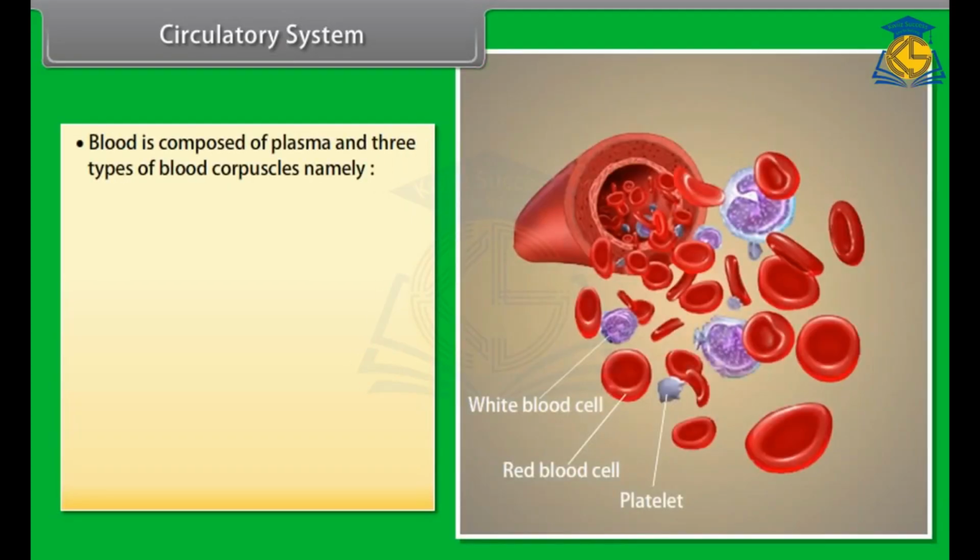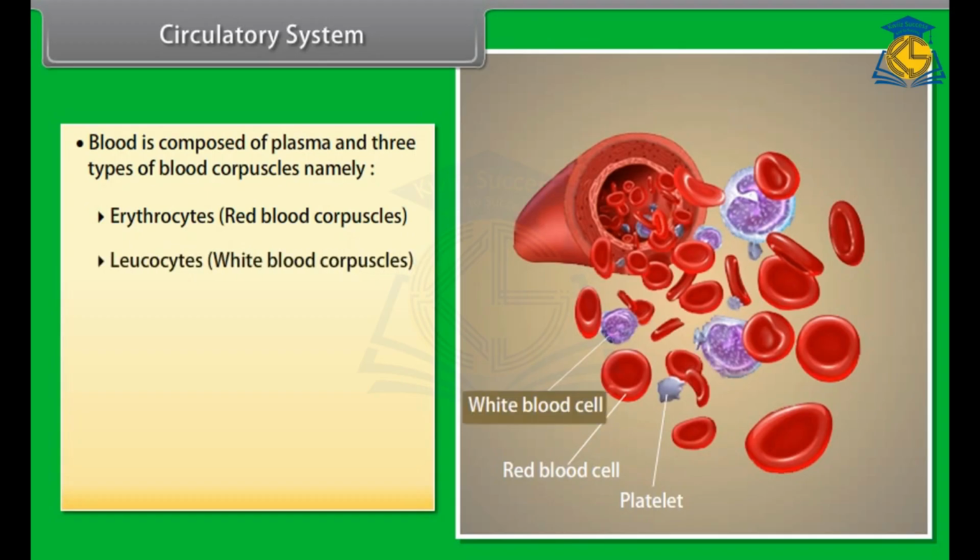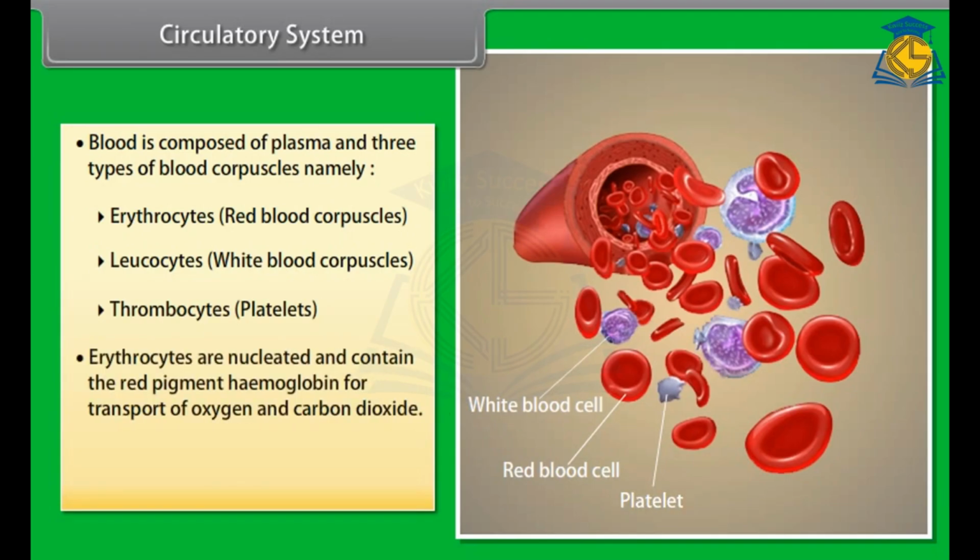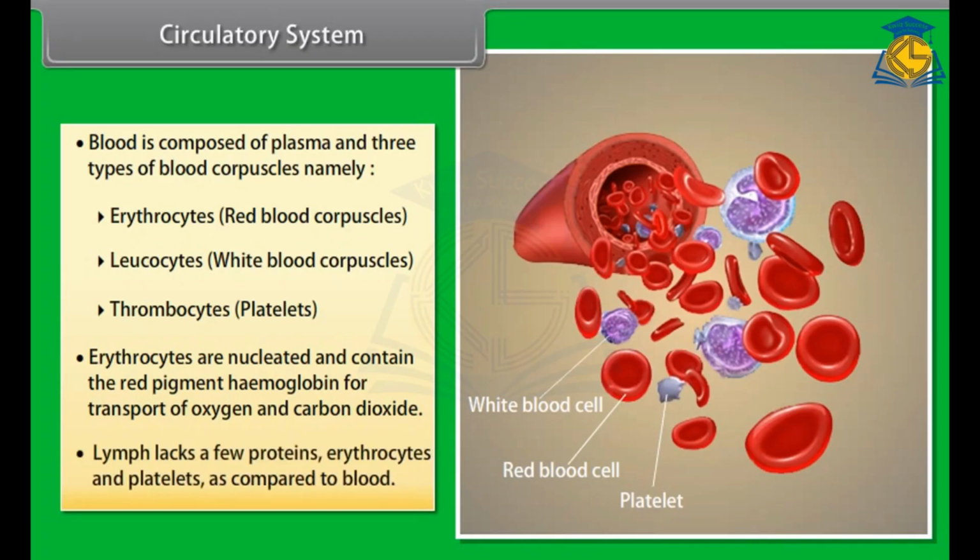Blood is composed of plasma and 3 types of blood corpuscles, namely erythrocytes, that is, red blood corpuscles; leukocytes, that is, white blood corpuscles; and thrombocytes, that is, platelets. Erythrocytes are nucleated and contain the red pigment hemoglobin for transport of oxygen and carbon dioxide. Lymph lacks a few proteins, erythrocytes and platelets as compared to blood.